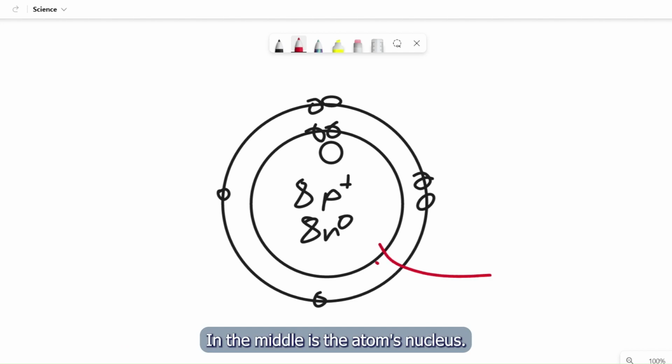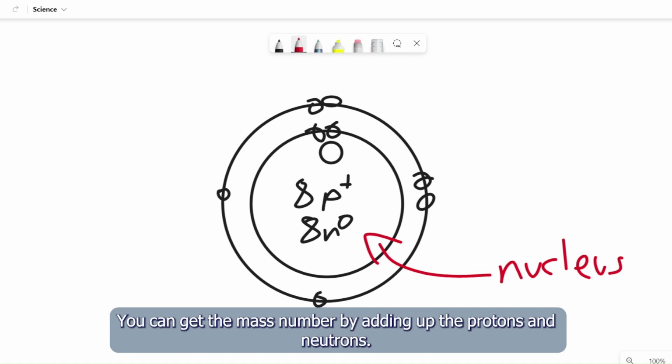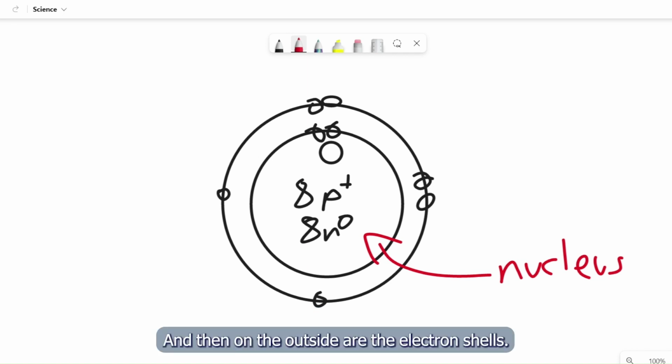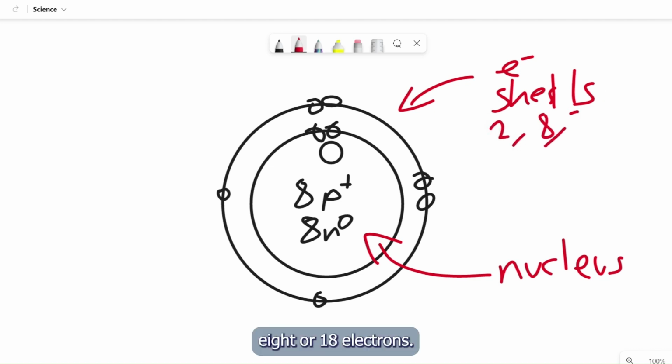In the middle is the atom's nucleus. You can get the mass number by adding up the protons and the neutrons. And then on the outside are the electron shells. As I said, they can contain a maximum of 2, 8, or 18 electrons.